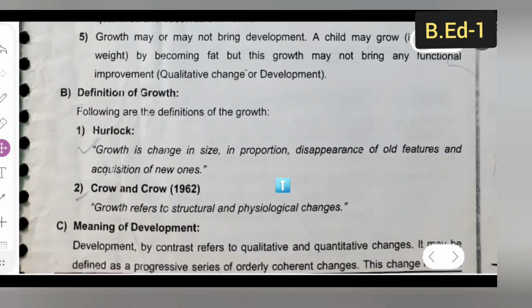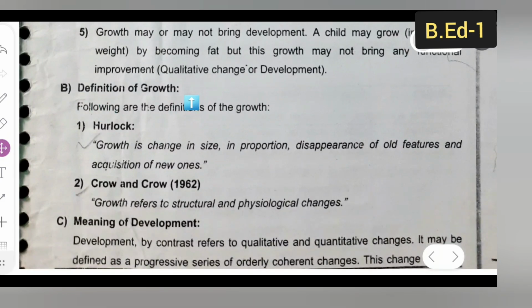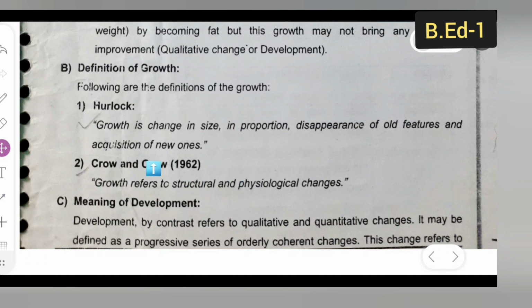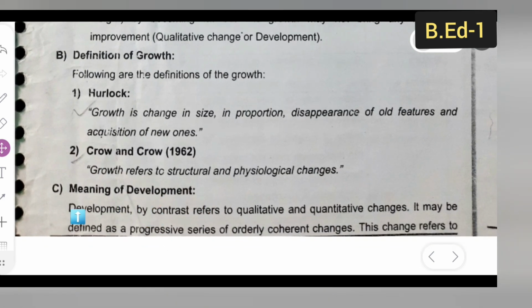Then comes the definition of growth. Following are the definitions of growth. Hurlock: Growth is change in size and proportion, disappearance of old features and acquisition of new ones. Crow and Crow, 1962: Growth refers to structural and physiological changes. Psychological changes.